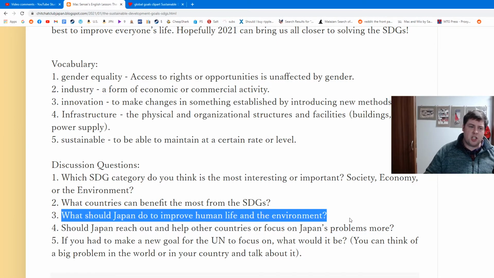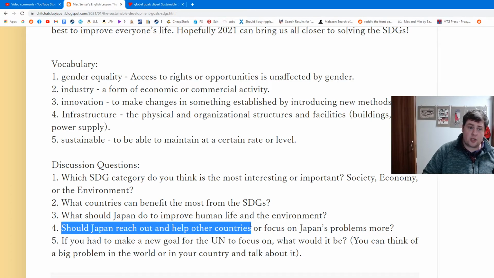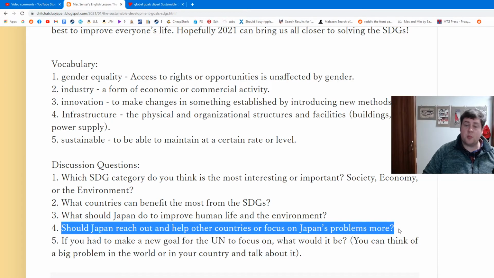Number 3, what should Japan do to improve human life and the environment? Could you think of some kind of problem that's happening in Japan, and how could Japan fix that problem? All right, number 4, should Japan reach out and help other countries or focus on Japan's problems more? So basically, the United Nations made the SDGs so that all countries can work together to help certain problems. For example, poverty and hunger really help developing countries. So should Japan help the other countries with poverty and hunger, or do you think Japan should focus more on the SDGs and problems that help Japan more? What do you guys think?